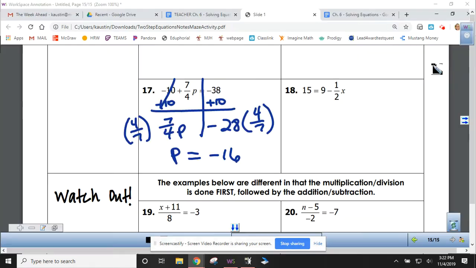All right, I think I got cut off again. So verify here. Negative 28 times 4/7 is negative 16.